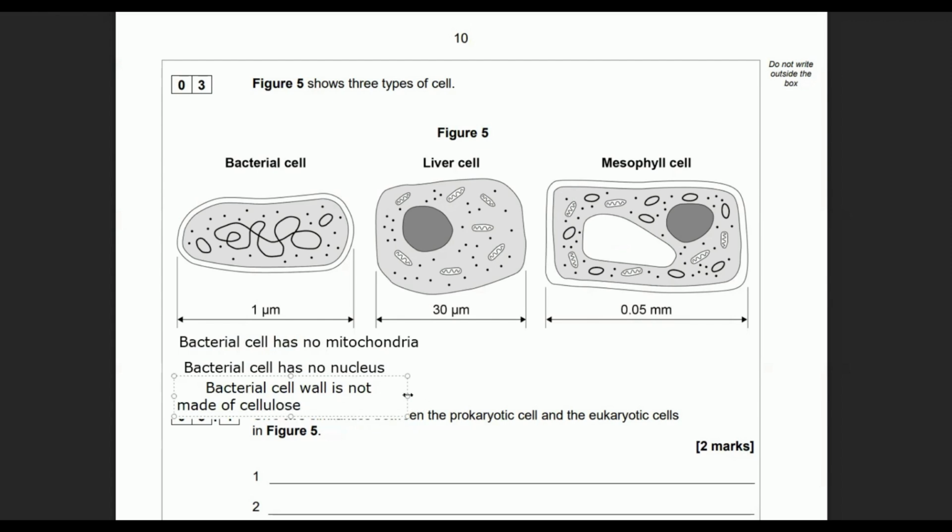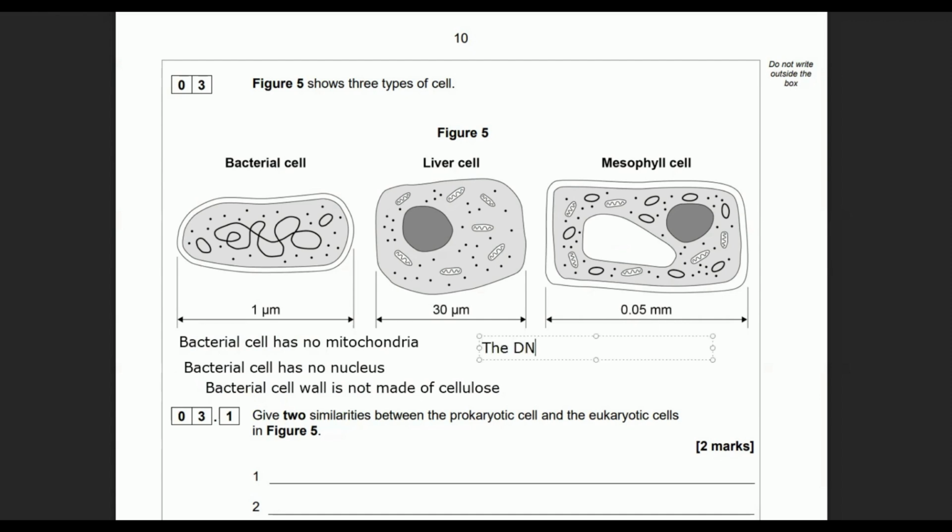You don't actually have to know, it's made of something called peptidoglycan, but you can call it murein. It's made of different substances. You don't need to know that, so don't worry about it. All you need to say is that the bacterial cell wall is not made of cellulose. That will get you the third mark. But there's other points we can make as well.